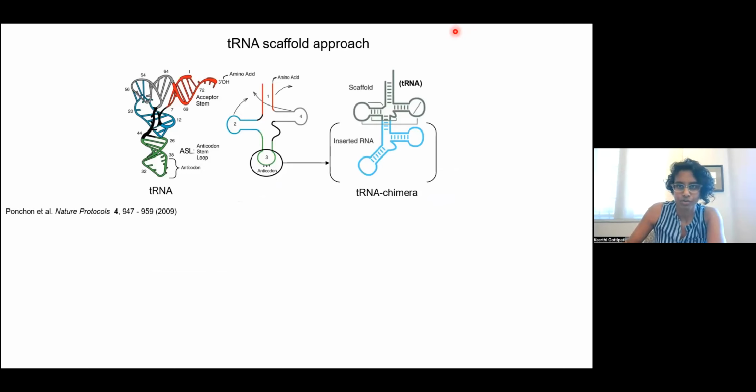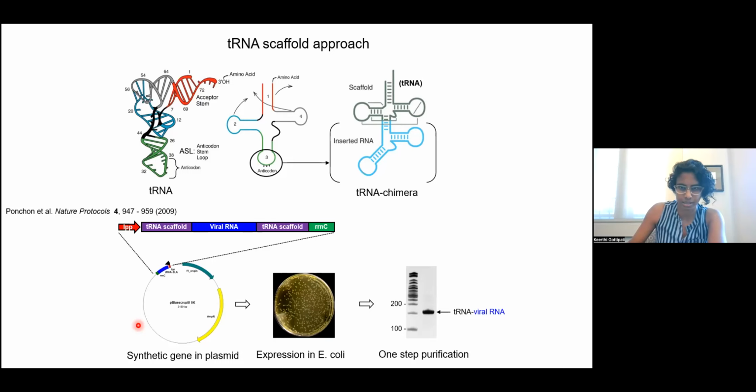This is just an overview of the tRNA scaffold. We replace the anticodon stem of the tRNA with the RNA of interest. And this chimeric RNA is expressed in E. coli just as you would express any recombinant protein. And then we do just a one-step purification of this. It could be as easy as phenol-chloroform extraction, and then you do ion exchange chromatography, and then voila, you have a good clean sample of the RNA.